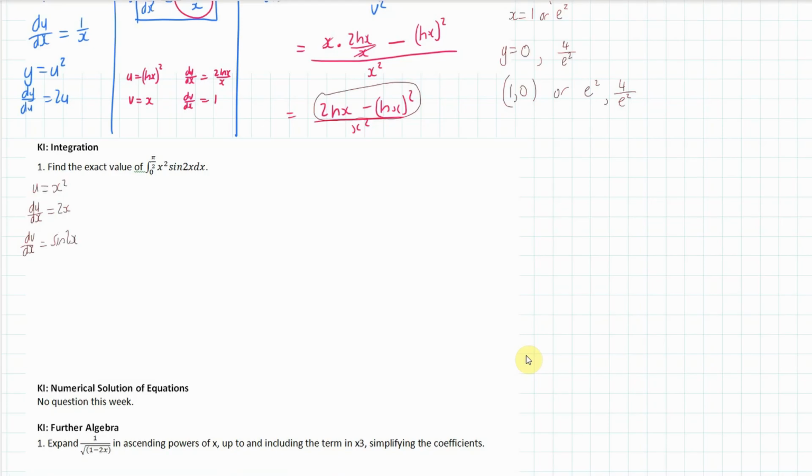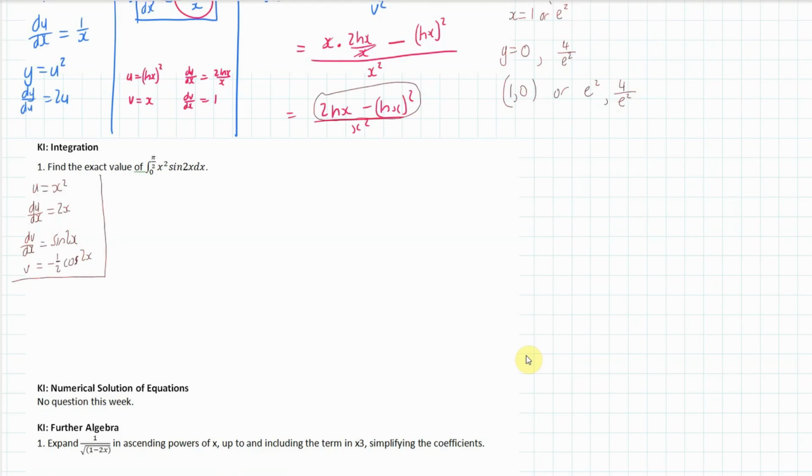And therefore, v is going to be, now what would that be when we integrate sine 2x? It'll be negative 1/2 cosine 2x. Is that right? Just do a backwards check. Yeah, that's right. That's good. We are good. So that's our first step. Okay. Now we're ready to roll.